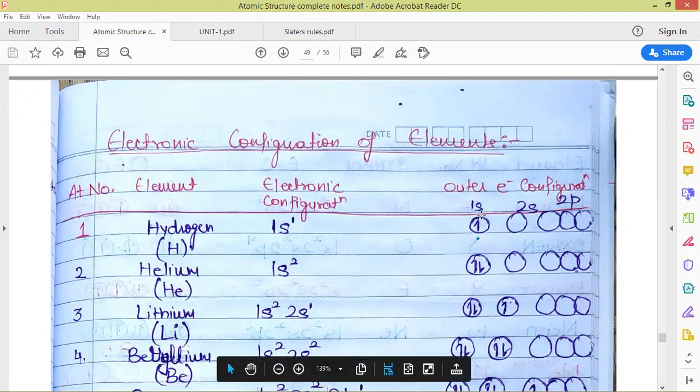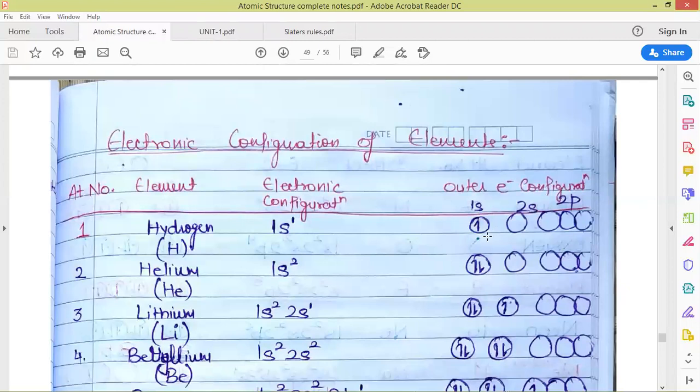We have already discussed that we represent an orbital with a square or circle within which we fill electrons. Based upon Pauli's exclusion principle, if 2 electrons are to be filled in a single orbital, then their spins should be opposite, and we represent the opposite spins with an upward pointing arrow and a downward pointing arrow. So this is the electronic configuration for hydrogen, that is 1s1, as 1s is the first orbital, of lowest energy. So here the first electron will go into the 1s orbital.